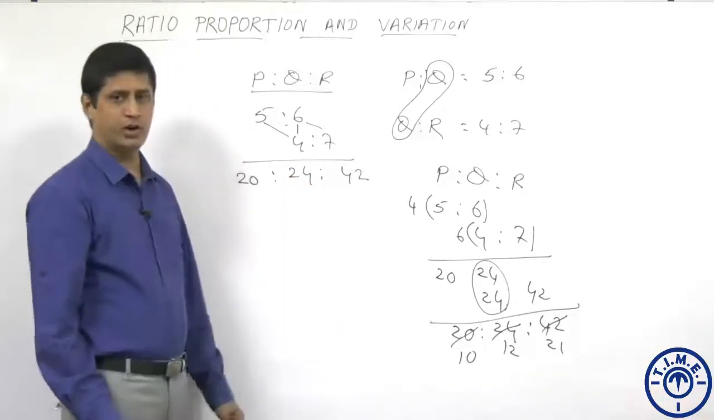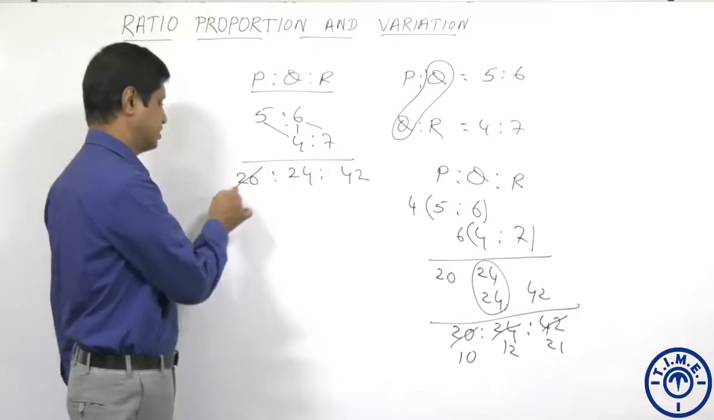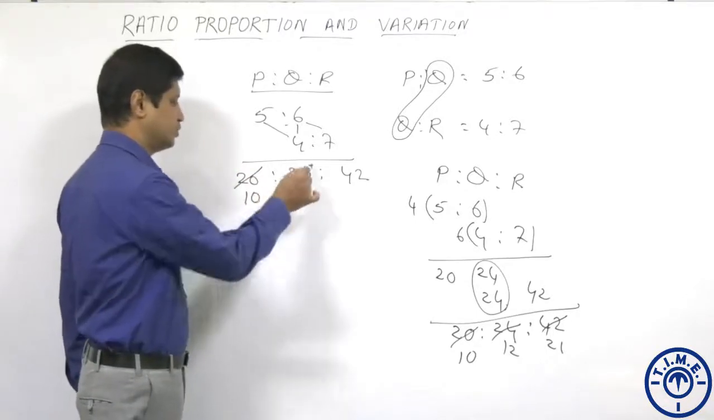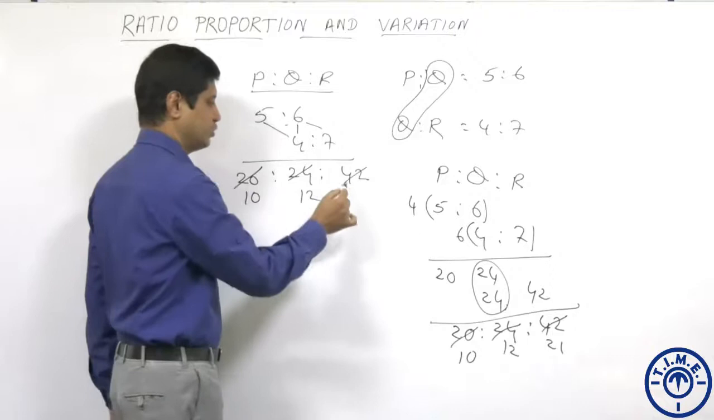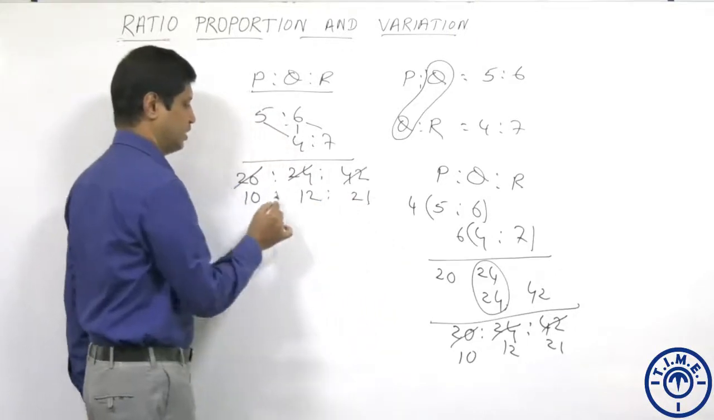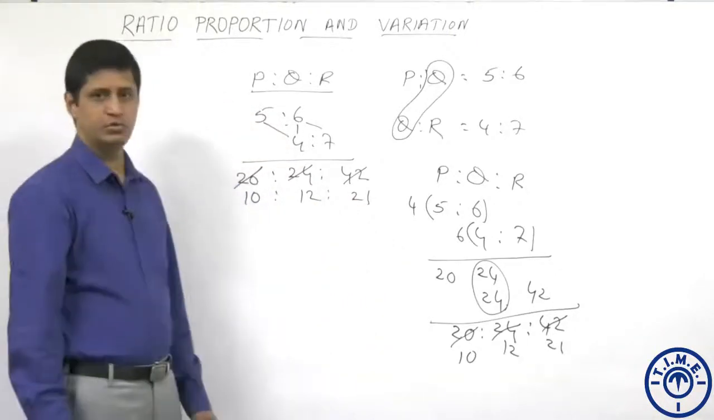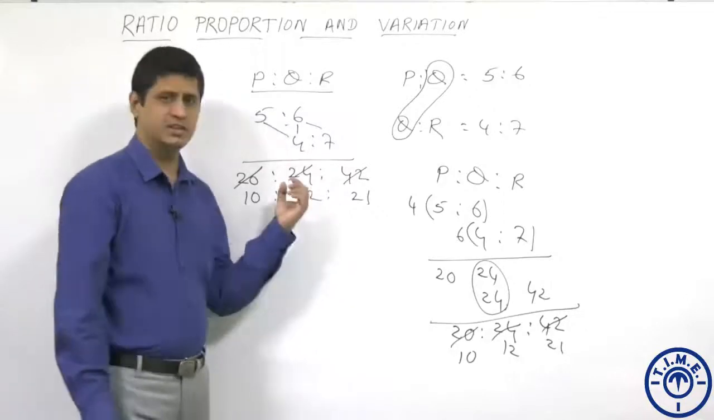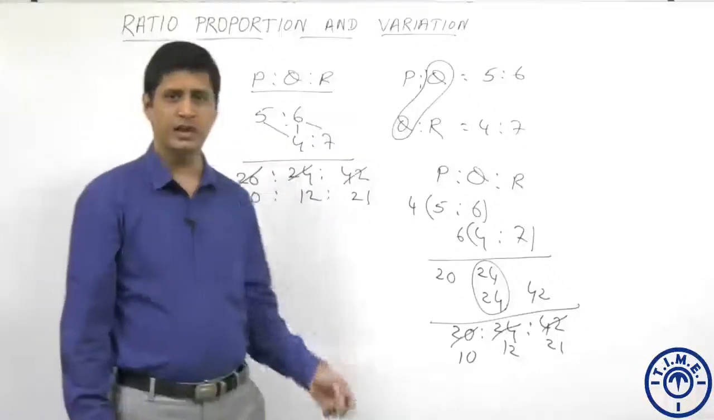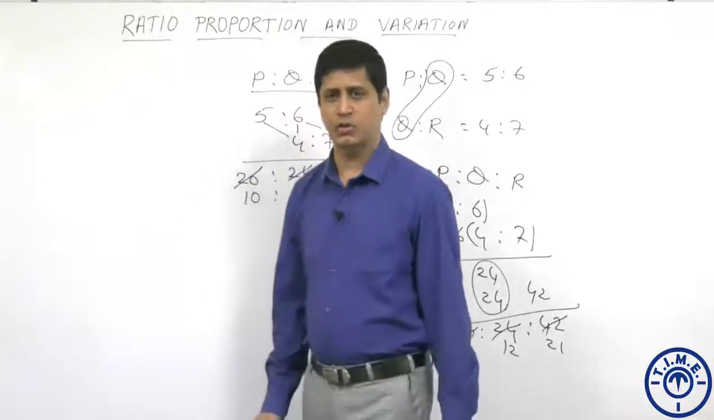20, 24, 42, simplifying this. Now, 2 10 times, 2 12 times and 2 21 times. The ratio is 10 is to 12 is to 21. Of course, here it is just a product. Now, similarly, we can answer the same question in one more way.